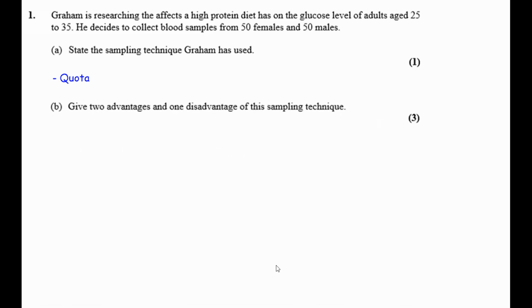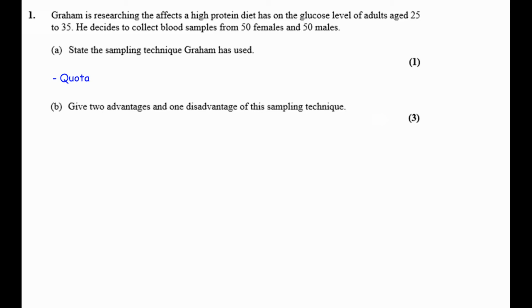All right, part B, to give 2 advantages and 2 disadvantages of this sampling technique. Okay, the good thing about quota sampling is that it's going to be cheap, so it's going to be inexpensive. Also, there's not a lot of work that needs to be done to determine the sample size. You just arbitrarily pick the numbers that suit you.